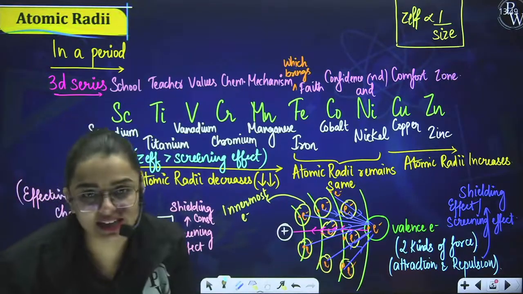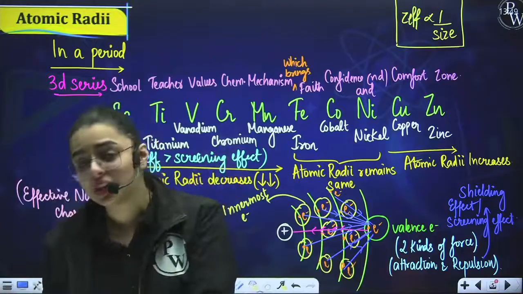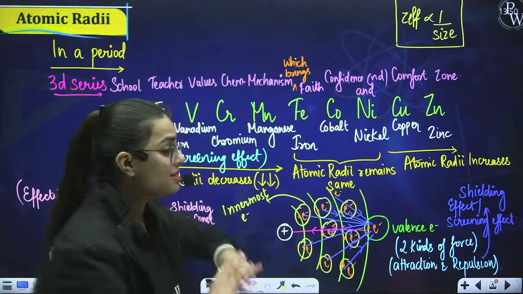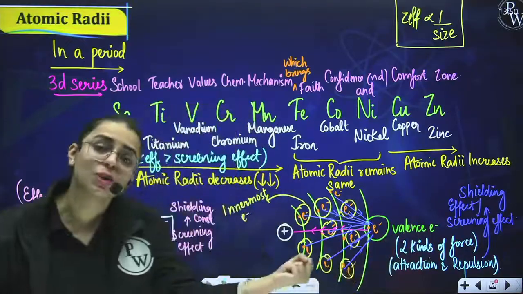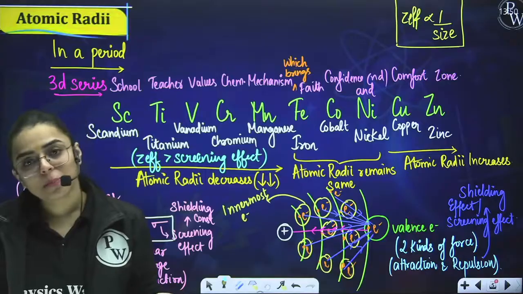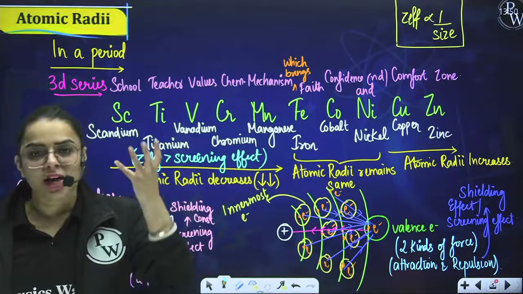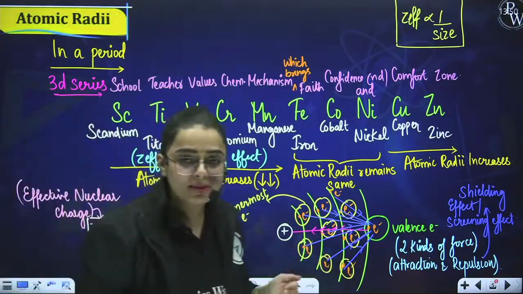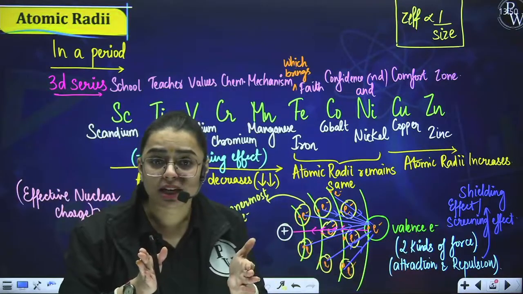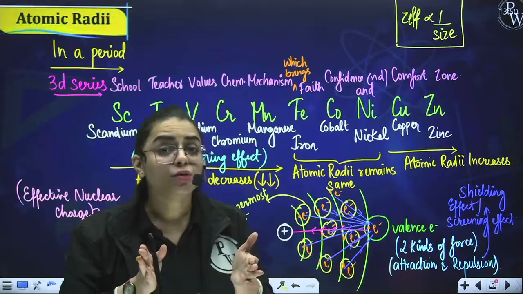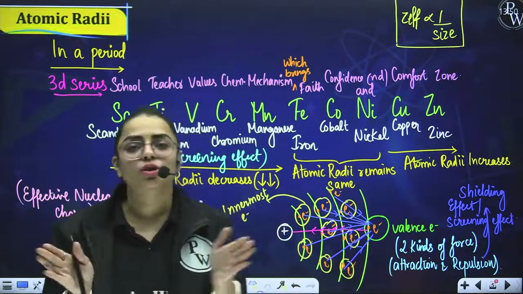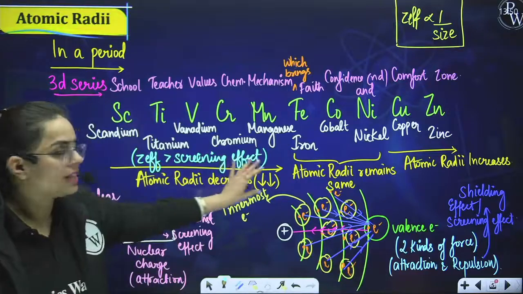Now what is atomic radii? The distance between the nucleus and the outermost valence shell electron, right? So if there is less repulsion, that means it has a tendency to attract. Either it will do attraction or it will do repulsion. If repulsion is less, then obviously attraction is more. So electrons will come inside. Electrons coming inside means the distance between the nucleus and the outermost valence shell electron decreases, so the atomic radii will automatically decrease. So atomic radii over here decreases.